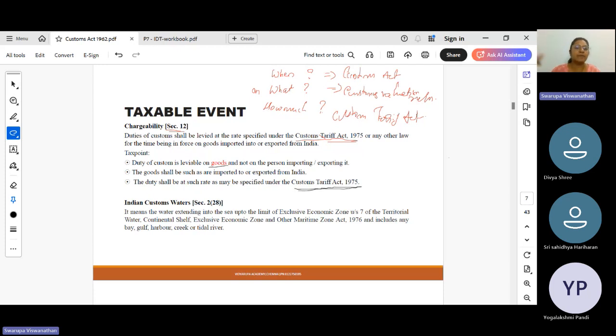customs is applied as per the tariff that is mentioned under the Customs Tariff Act. It is not on the person, but on the goods that are being imported. So the Customs Act covers only goods. It does not cover services. Services are covered under GST. Indian customs waters include the territorial water and the exclusive economic zone. The continental shelf, reef and marine life in the exclusive economic zone come under the control of the Indian government.